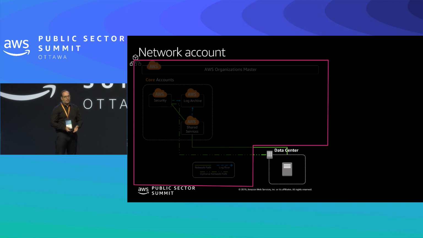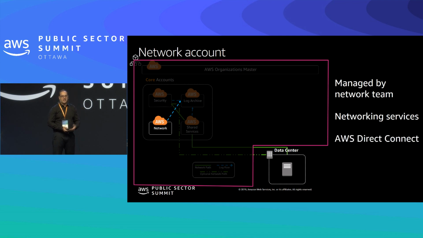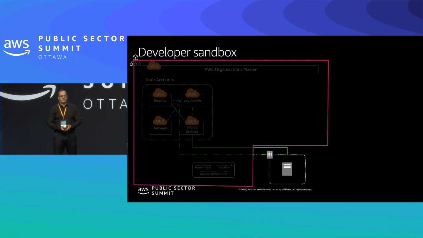For the networking account that we may want to add, it gets added to the set of core services, and the line gets drawn to represent that all its log files get sent to the log archive account. It's managed by the networking team only. Any networking services they want to install may get put in here. AWS Direct Connect would be a good spot where it gets provisioned, and then the accounts can share that out as needed. And once again, it's extremely limited.